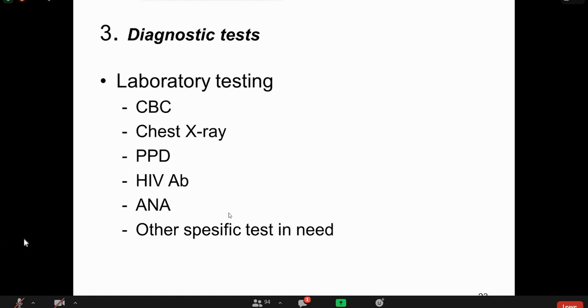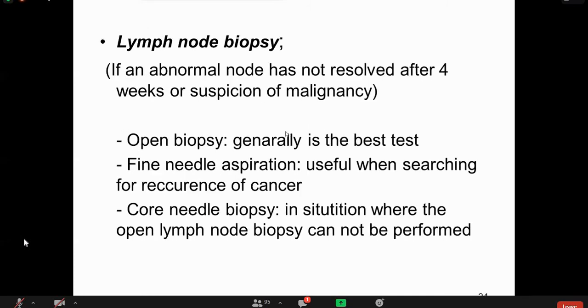Other specific tests: obviously, if these are inconclusive, then there will be a need for CT or MRI and maybe a lymph node biopsy. Or in case of any hematological malignancy like leukemia or lymphoma, one can proceed, if indicated, towards a bone marrow biopsy as well.